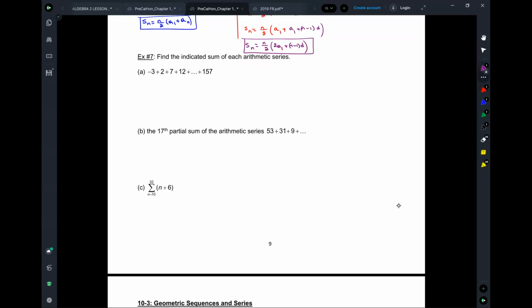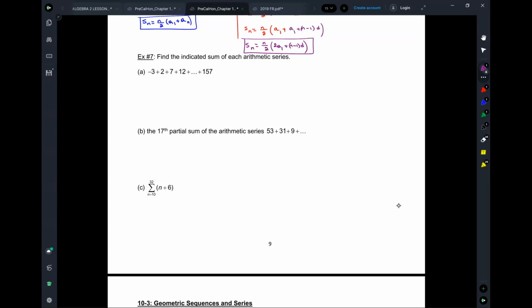Okay, so here you want to find the indicated sum of each arithmetic series. So we have a series here. d is clearly 5. How many do I have here? We need to find the sum from -3 plus 2 plus 7 plus 12 all the way to 157, with all those numbers missing over there. I mean, it's magic, right? That you could find that sum without even knowing what all those numbers are.